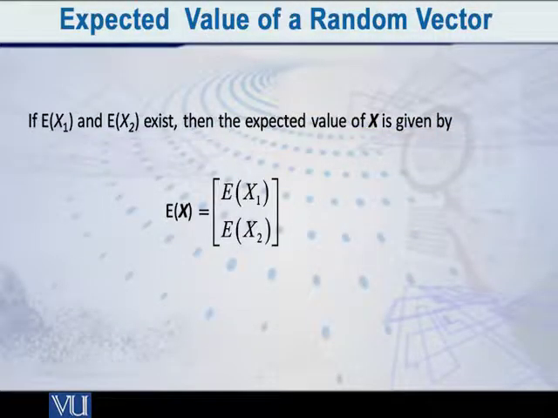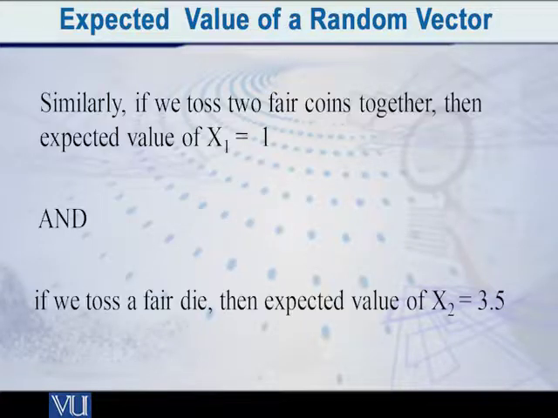The expected value of the random vector X is the vector of the expected values of x1 and x2. Isn't that interesting? I repeat, the expected value of a random vector is the vector of the expected values of those random variables. So to understand this, let's take an example.